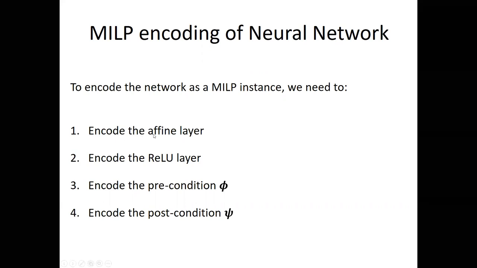First, we're going to show how to encode the affine layer, the affine layers that the neural network may be using. We're going to show how to encode then the ReLU layer, that's a little bit more involved. Then we're going to show how to encode a precondition, for instance, the L infinity box that is placed around the input, or it could be some other precondition. And then we're going to show how to encode the postcondition psi, and here we're going to see this conversion from certification to optimization.